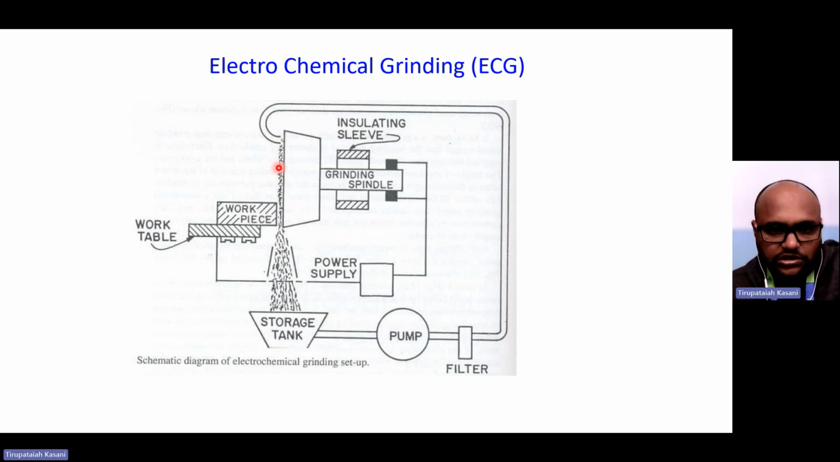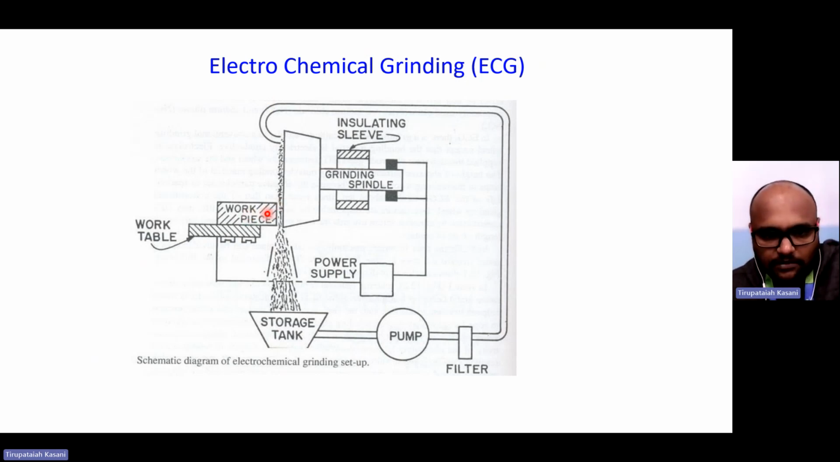Of course, during the flow of this electrolyte medium, the chemical reaction will happen and the material from the workpiece will be removed if it is electrochemical machining. But here there is a term electrochemical grinding. That is the reason why I am not calling this a tool. If it is electrochemical machining, this is workpiece and this is tool. But this is electrochemical grinding, means this is workpiece and this is grinding wheel.